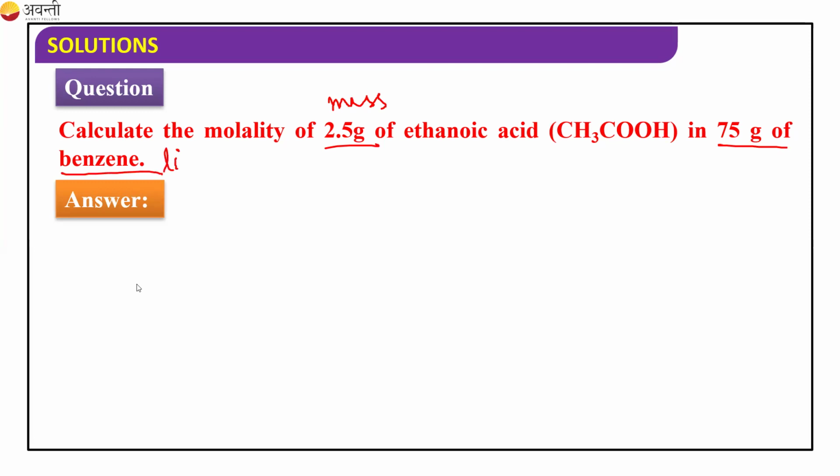Benzene is a liquid, no? So it is a solvent. Benzene is a solvent. So this is the mass of solvent, and this is the mass of solute. Okay. So two pieces of information are given to us and the formula of the compound is also given to us. Now we need to find out the molality.